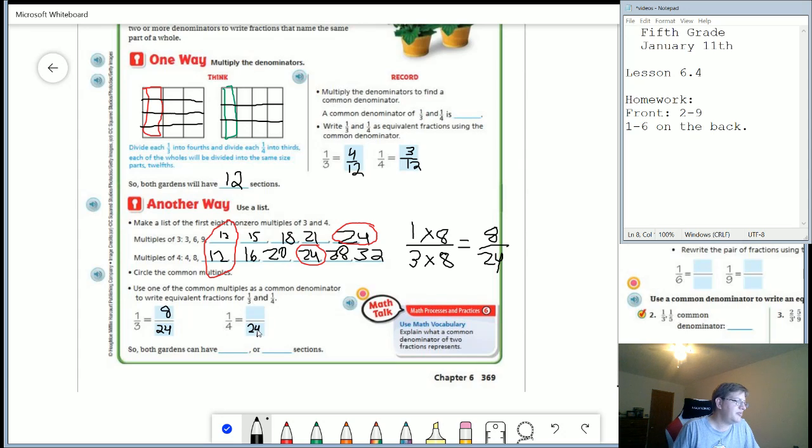And to find the other one, I need to count by 4s till I get to 24. 1, 2, 3, 4, 5, 6 parts over 24. And so both gardens can have either 12 or 24 sections.